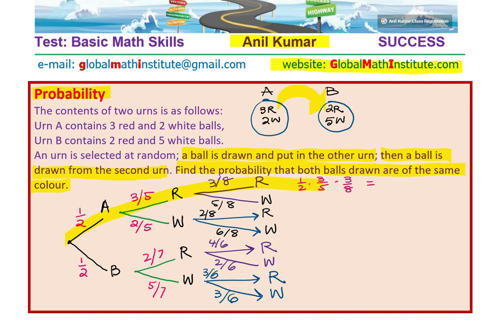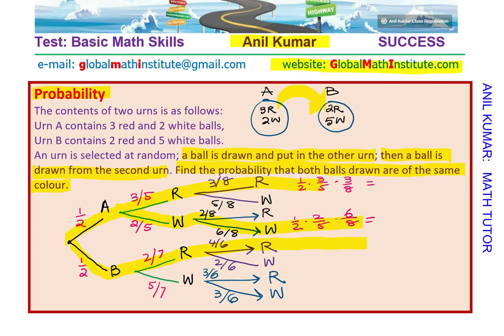So that is one. The other case could have been that you draw white and then again a white, right? So in that case, it will be half times 2 by 5 times 6 by 8. Correct. Now, if urn B was selected first and red was drawn, then another red gives you what? So half for taking up B, 2 by 7 for taking red, and then again red is 4 out of 6.